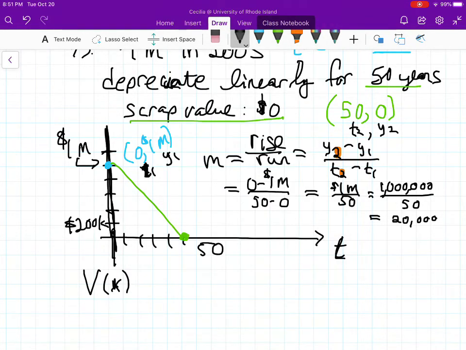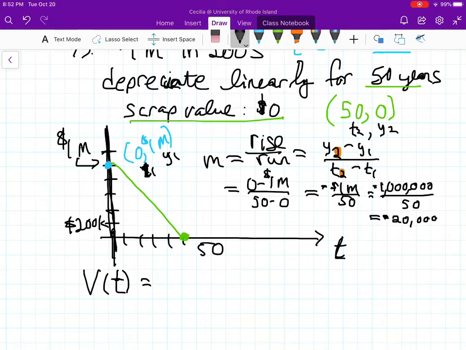Okay, so now what we need to do is get the function value for the linear depreciation. So for this, we're going to go ahead and use the y equals mx plus b idea. So first of all, it's the function at a time t after 2005. And it's given by the rate of depreciation, which, oops, we need to have a negative, right? 0 minus 1 million is a negative, and a negative 20,000.